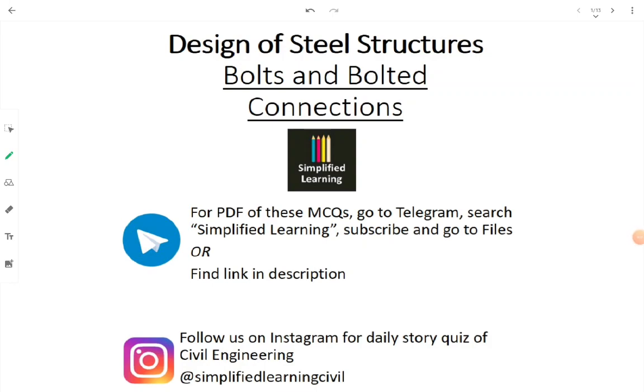So in this video we are going to discuss bolts and bolted connection, and the subject we are talking about is design of steel structure.